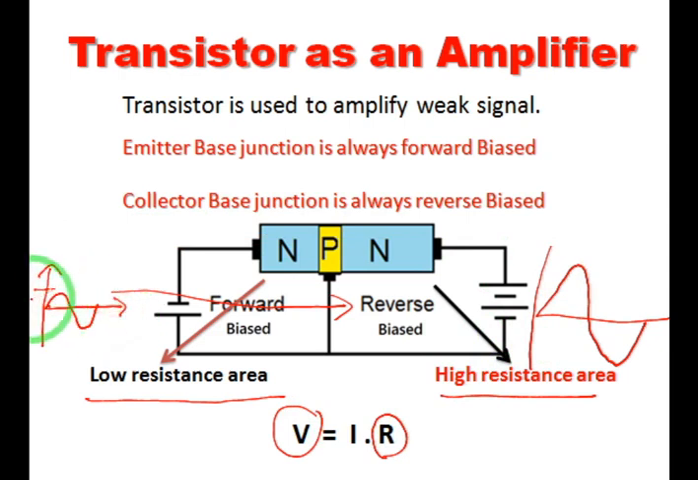For example, if the voltage level is 1 volt, we are getting 5 volts here. It is just an example. So in this way we are raising the voltage level of an input signal. This is known as the amplification of a signal.